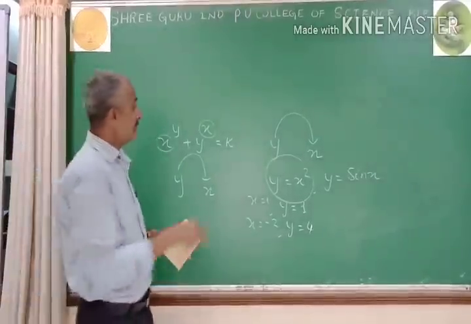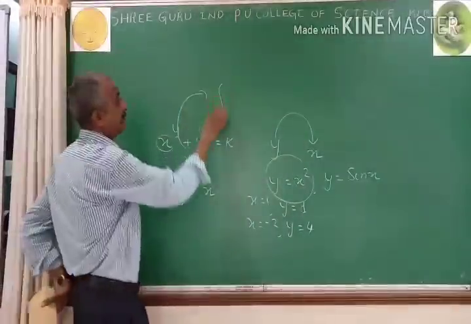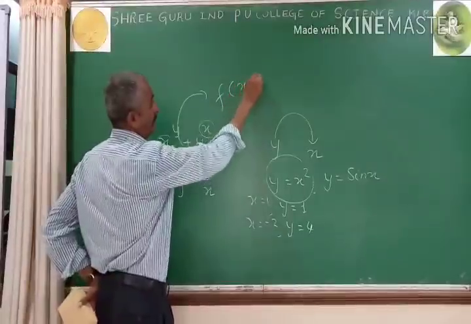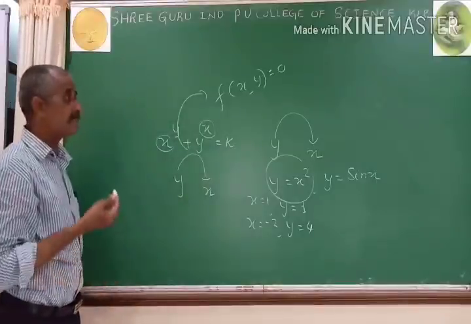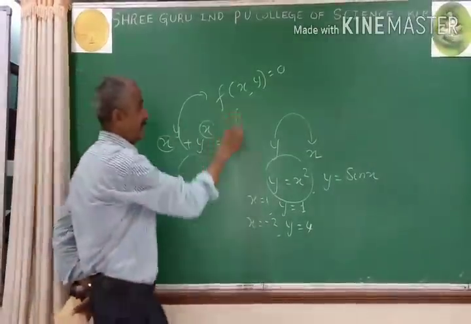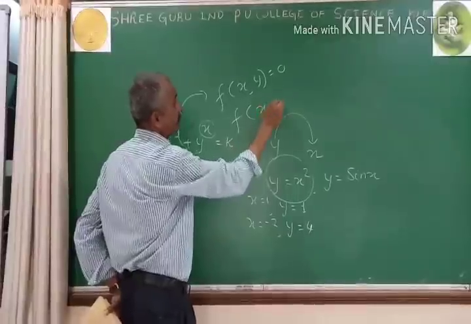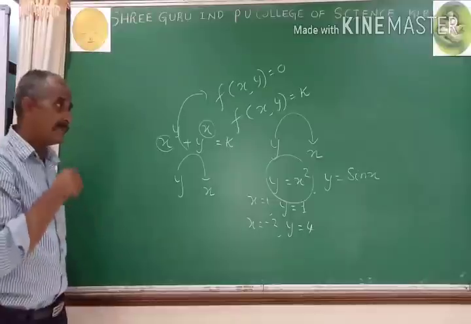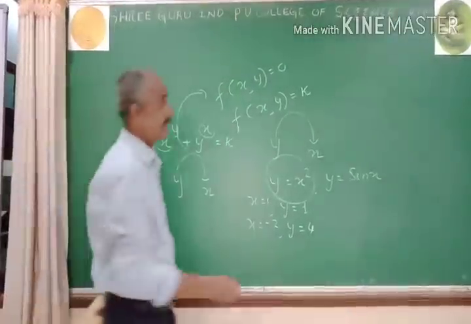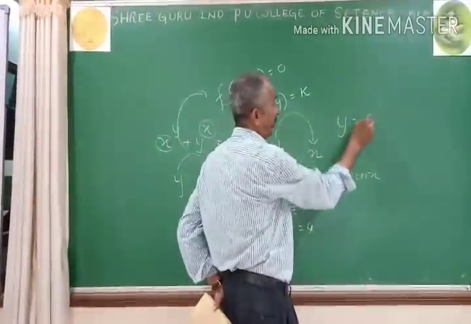And the general notation of an implicit function is f of x comma y is equal to 0. In some books, it can also be taken as f of x comma y is equal to a constant k or constant c, whereas the general representation of an explicit function is y is equal to f of x.